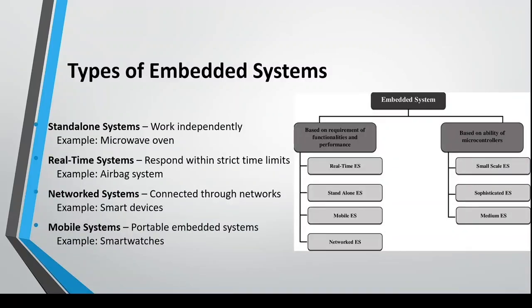Types of embedded systems. Embedded systems are categorized into standalone, real time, networked, and mobile systems. My microwave oven project is mainly a standalone embedded system, and it also has real time characteristics because cooking operations depend on accurate timing.